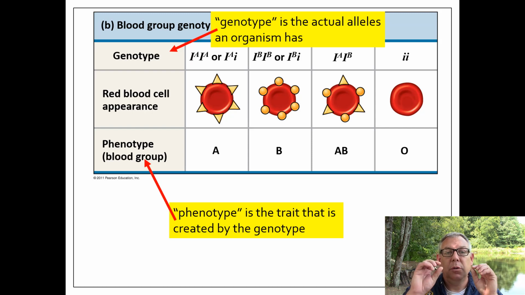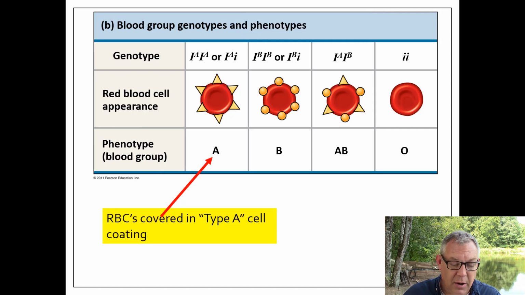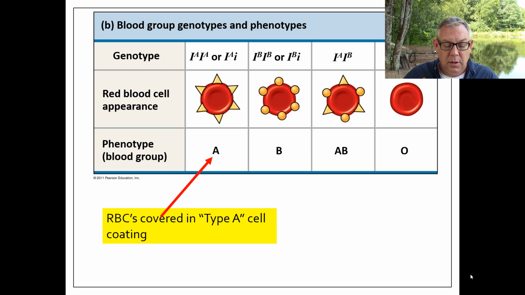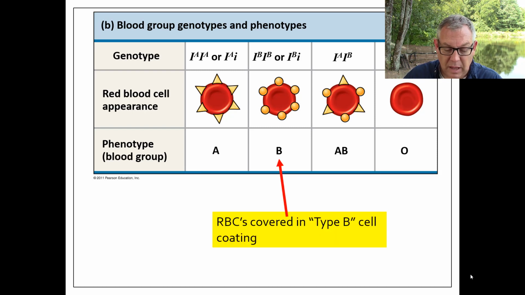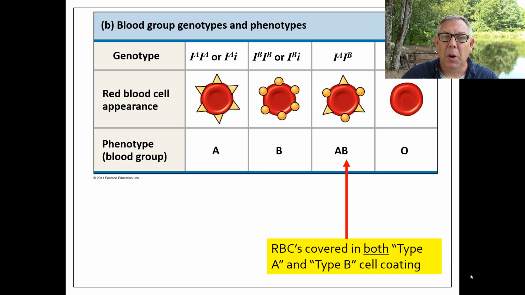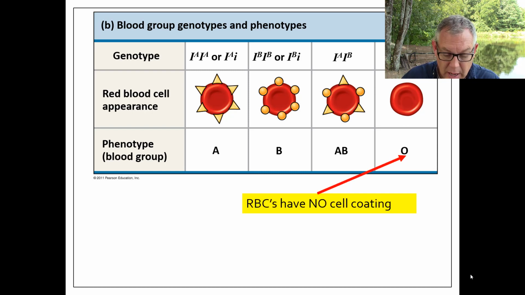If you have two small i alleles, you don't produce any protein for your red blood cells, and your red blood cell has no glycoprotein on its surface. And so here, the red blood cells are covered in the type A cell coating. That's what blood type A means. Same thing for type B. If you've got both the A-shape protein and the B-shape protein on your red blood cells, you have type AB blood. And if you don't have any coating, you've got type O blood.